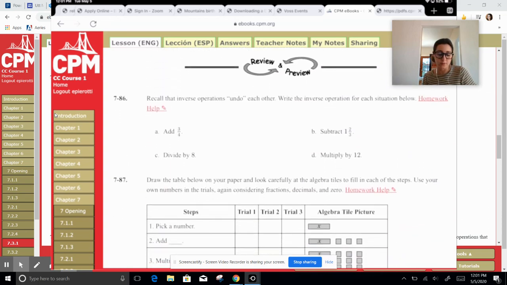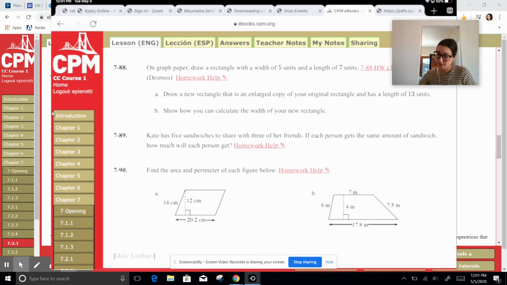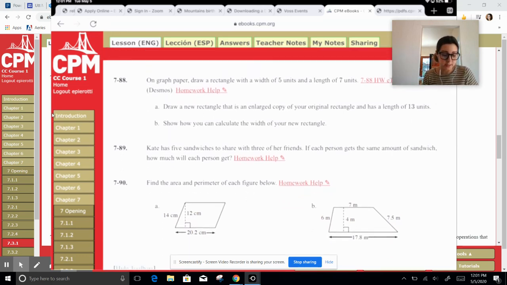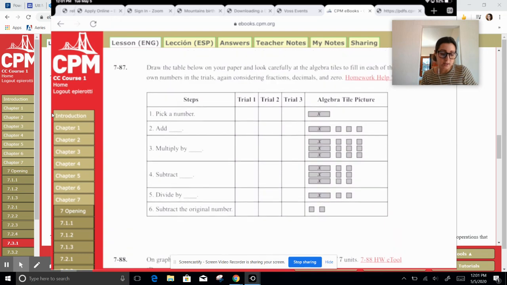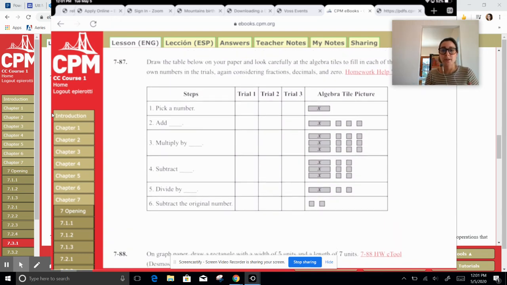So for your homework, you're going to complete number 87. Okay, and what you're going to do for your homework is you can take a screenshot of this and fill it out, or you can draw the table on your picture or on your notebook. But what you're going to be doing is looking at the algebra tiles, filling out the steps, and then trying it out with 3 different trials.